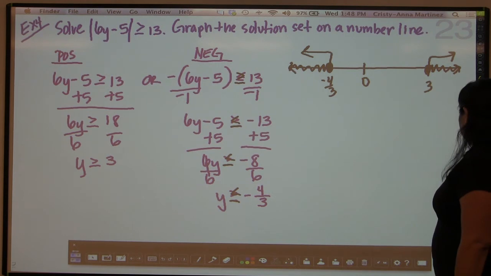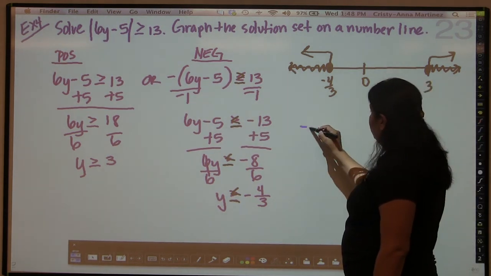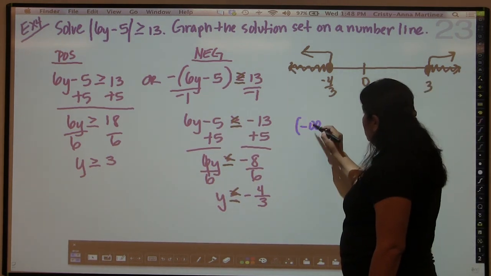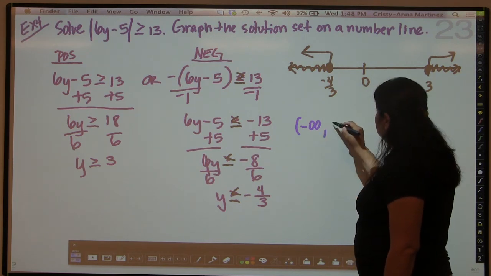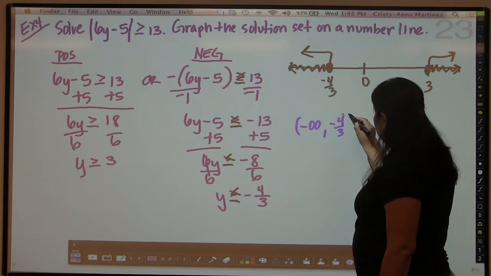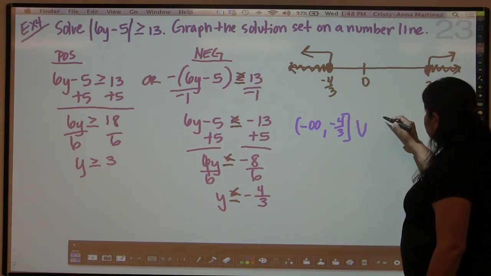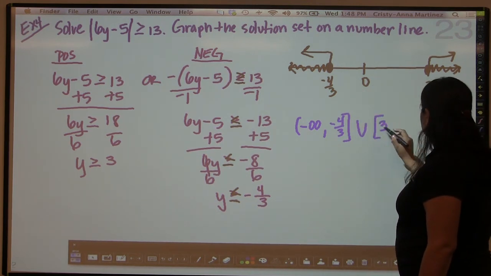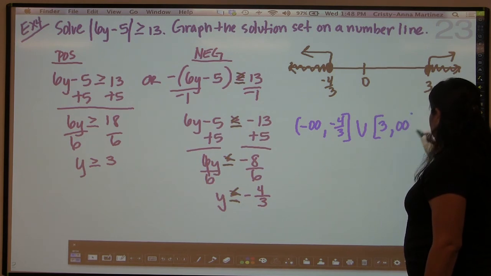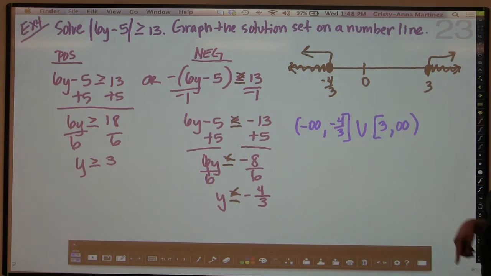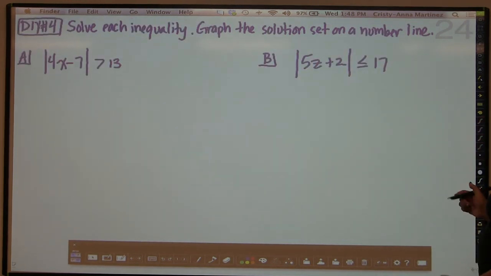And for our interval notation, we're going to write from negative infinity, no bracket on the infinity symbol, to negative 4/3, and there is going to be a bracket on the 4/3 because it's included. We're going to union that with 3, which is also included, all the way to positive infinity, not included, so parenthesis there. So that's for example 4. And then you have this do-it-yourself problem.